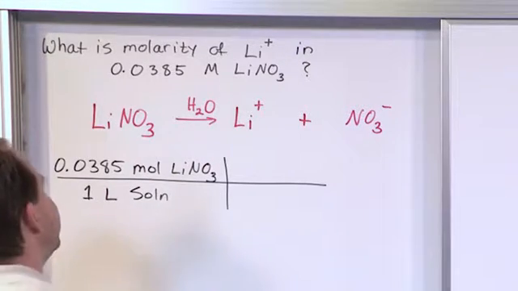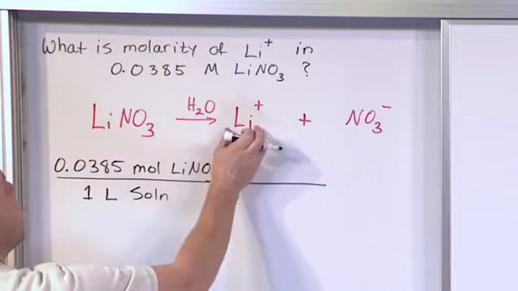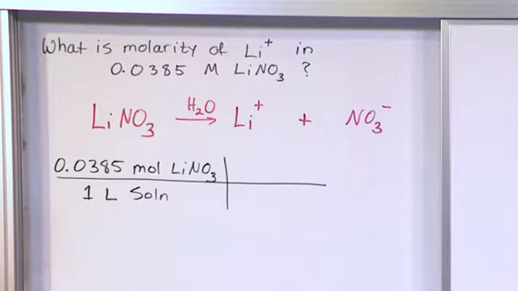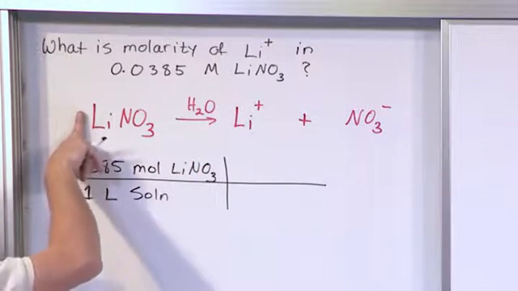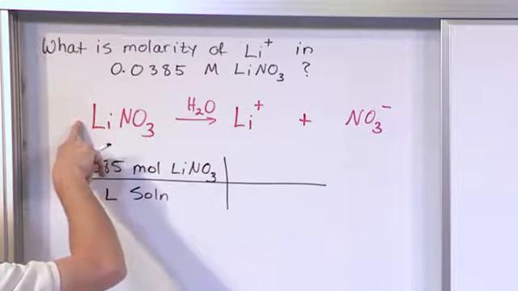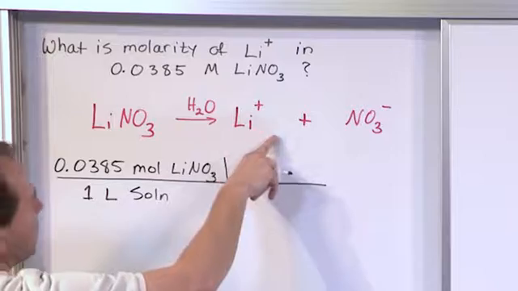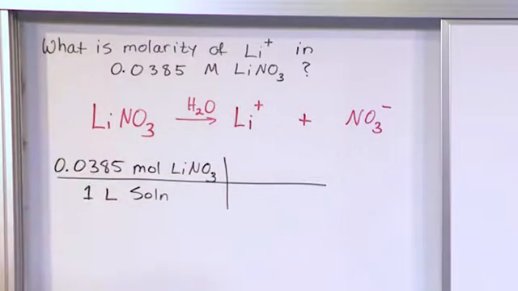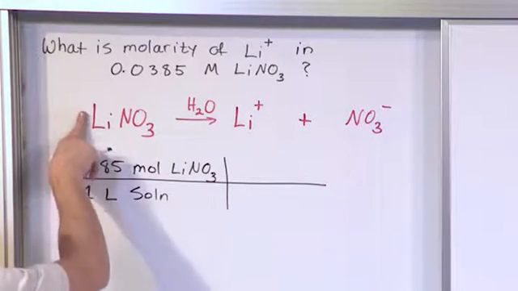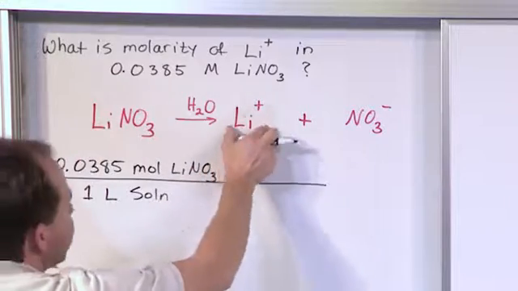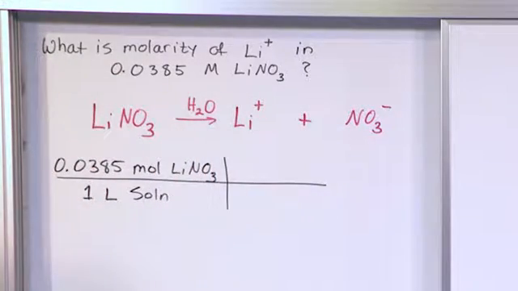Now what we're trying to do is calculate the concentration of this, the molarity of this. So we know that for every 1 mole of lithium nitrate, we should yield 1 mole of lithium ions and 1 mole of nitrate ions. Right? So for every mole of this, it breaks apart. We should get a mole of this and a mole of this. That's just given by what we have on the board here.